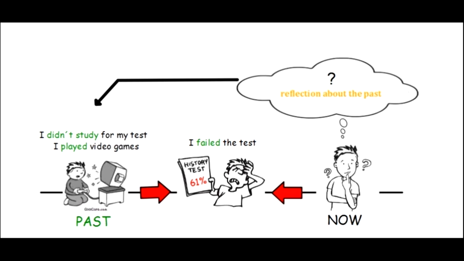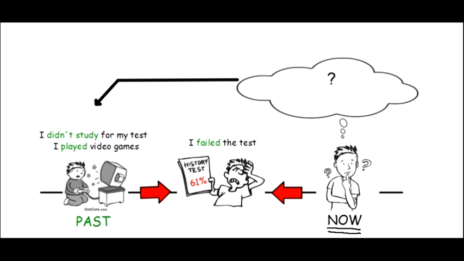But now let's take a look at the big picture. So here we are now in the present tense. And the same boy is thinking about what happened to him, right? He's having a reflection. He's thinking about the past, about what he did here. He didn't study for the test. He played video games. He failed the test, and now he's thinking about that. So he's thinking about this in a hypothetical way. It's the past, right? Now, what is he thinking?